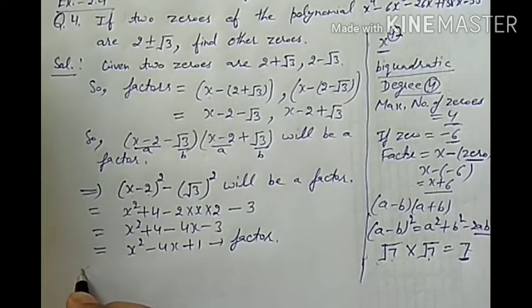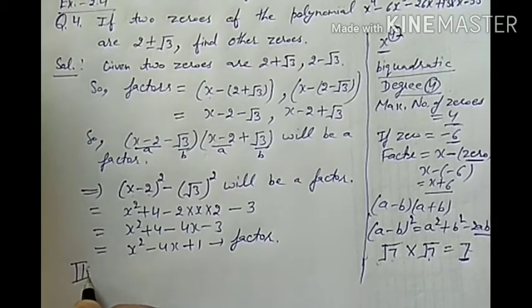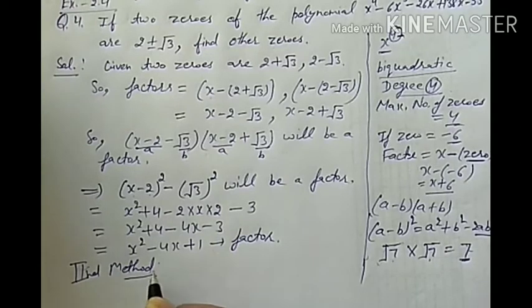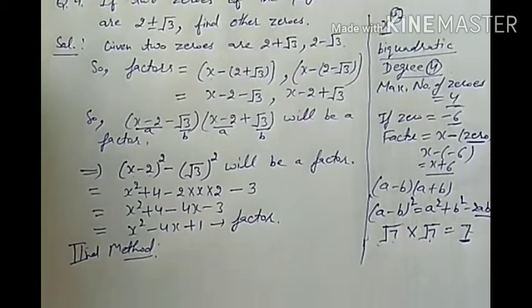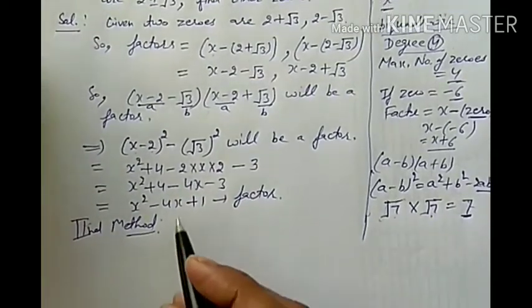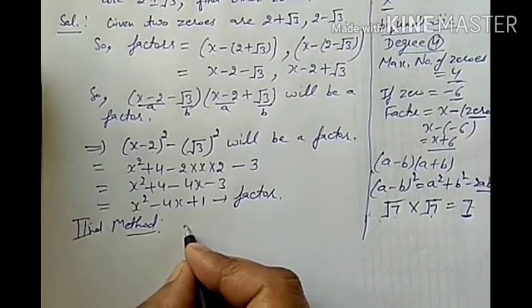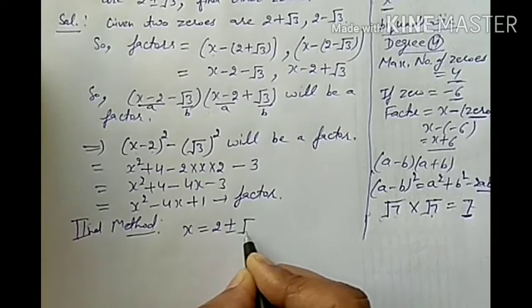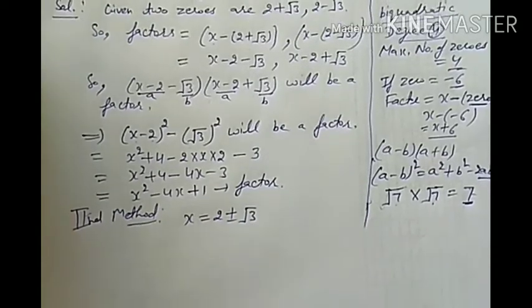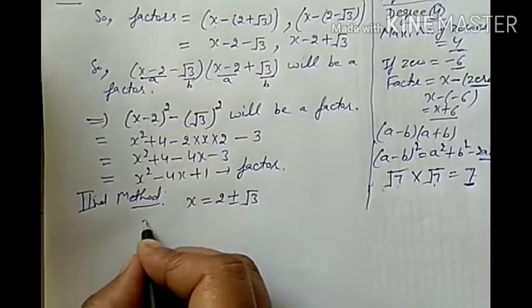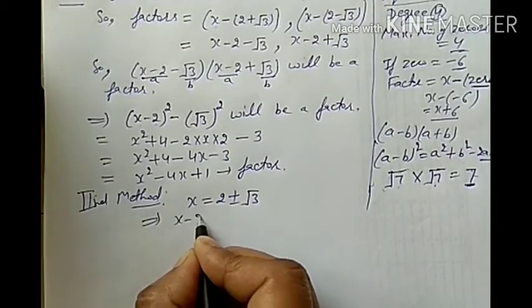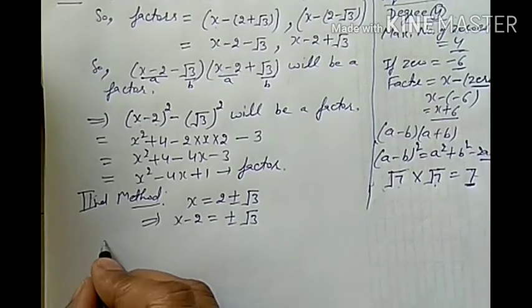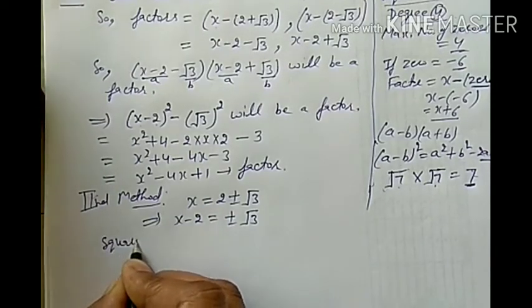Now let's learn second method to find out factor in this problem only. If we take x is equal to, zeros are 2 plus minus under root 3. So we can write x minus 2 is equal to plus minus under root 3, squaring both sides.